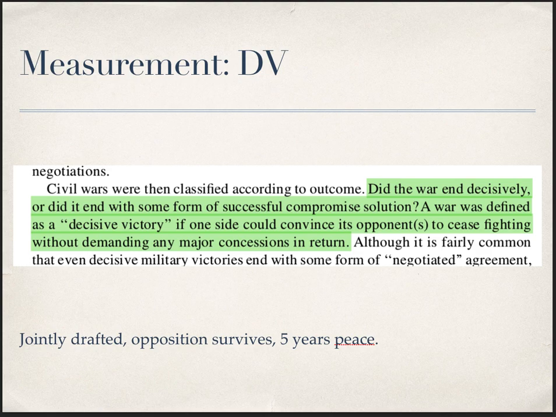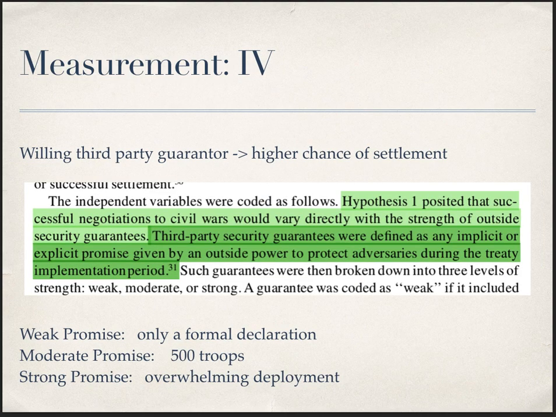So these are the ways in which we're going to measure our dependent variable, whether there were negotiations, whether the war actually ended. Independent variables, whether there's a third-party guarantor. Here we've got sort of a 4-step measurement. In the first step, there is no promise. No third party comes to the table whatsoever. In the second step, there's a weak promise. Some third-party country says, I declare that I will help. Who knows if they mean it?